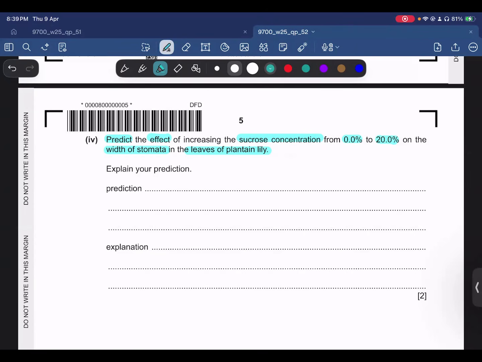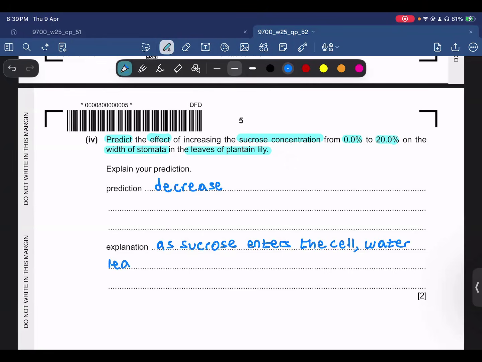So basically as the sucrose concentration increases, the width of the stomata decreases because as the sucrose enters the cells, water leaves the guard cells, ओके. Because water travels down a water potential gradient via osmosis, so it leaves the guard cells. ओके, उसके बाद. So if the water leaves the guard cells, what's gonna happen to the stomata in this case? Then the width of the stomata decreases.